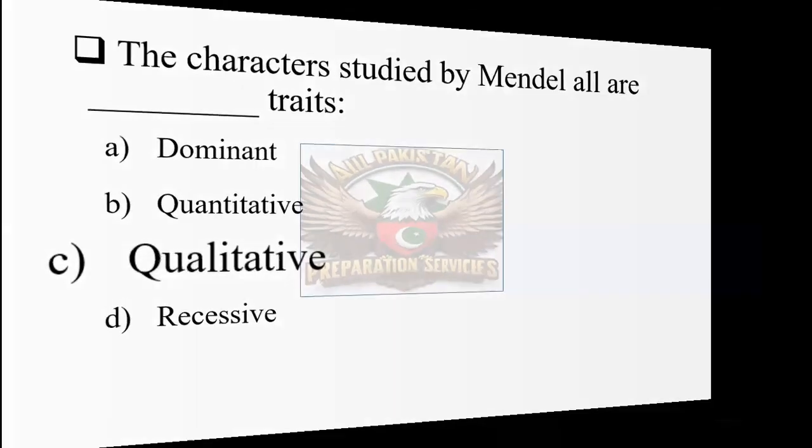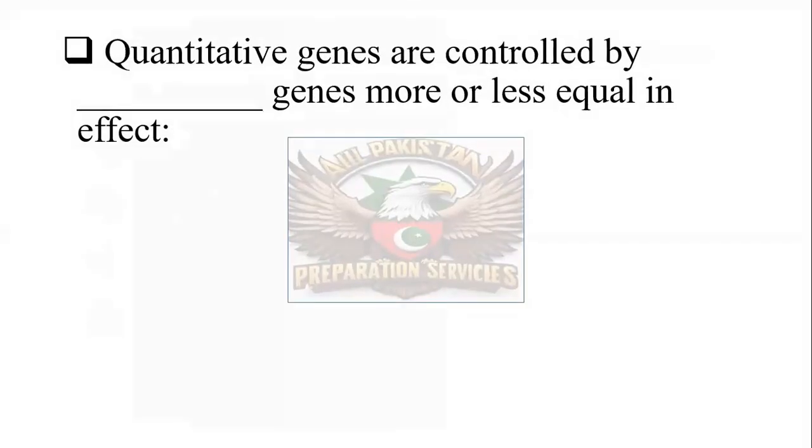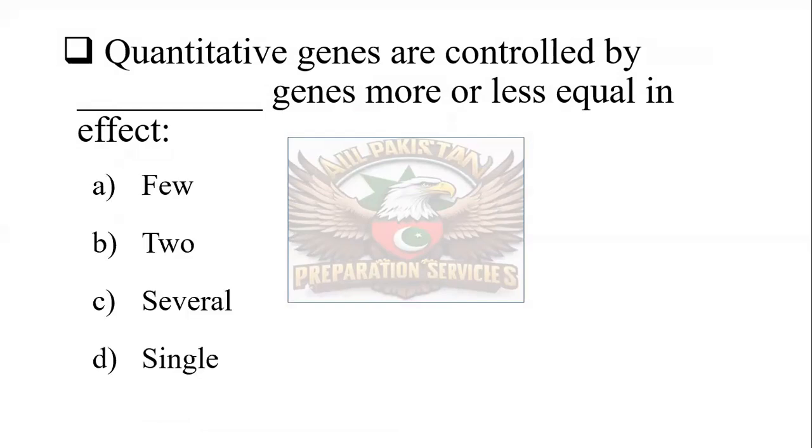Our next question is: quantitative traits are controlled by dash genes more or less equal in effect. Few genes, two genes, several genes, or single genes. The correct one is several genes. Quantitative traits are controlled by several genes more or less equal in effect.